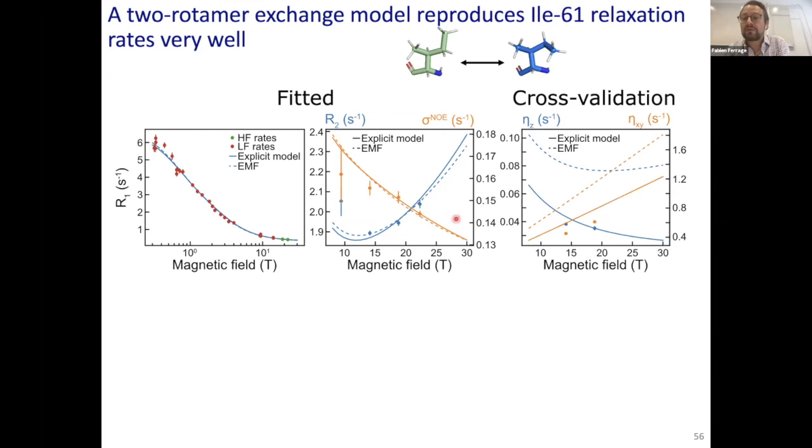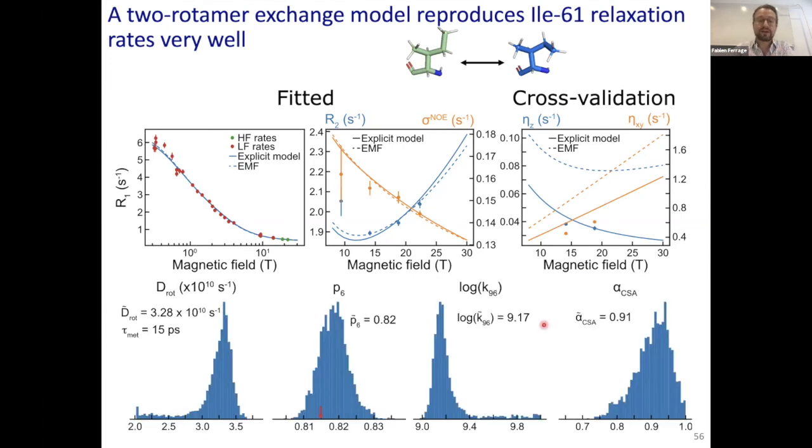However, when we look at CSA dipole cross-correlated cross-relaxation rates, and we use those for cross-validation, we do not fit them, you see that naturally they agree very well with the explicit model, much better than with the extended model-free approach. And the parameters that we get make sense. We have methyl group rotation with a correlation time of the order of 15 picoseconds, in good agreement with our previous analysis. The population that we get is actually spot on in agreement with the MD. And the kinetic constant for the exchange is of the order corresponding to nanosecond transitions that totally make sense.